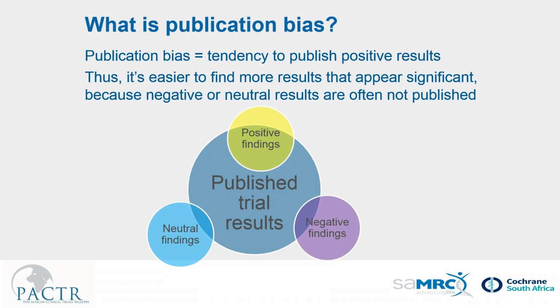But if we only publish our positive results, it's easier to find more results that appear significant because those negative results are not published. And a researcher in 1986 in the Journal of Clinical Oncology already found that there's a significant difference between the findings from published materials and what was registered at that time that he could find.